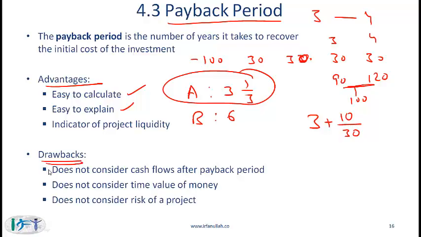What are the drawbacks? This method does not consider cash flows after the payback period. Therefore, it doesn't really tell us about the profitability of a project. We might have a situation where project A finishes at the end of year 4. With the $100 investment, we get a total of 120 in 4 years. With project B, even though it takes longer to recoup the investment, it is possible that after the payback period, we get 5 times more than the initial investment.